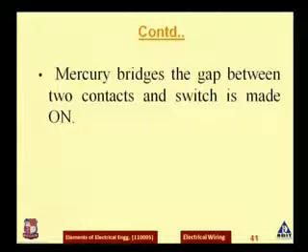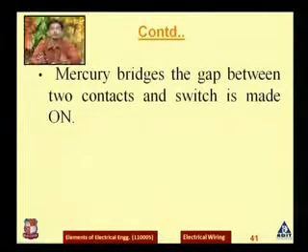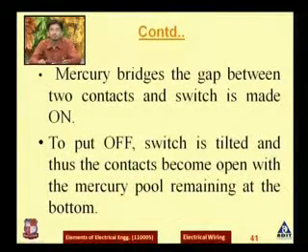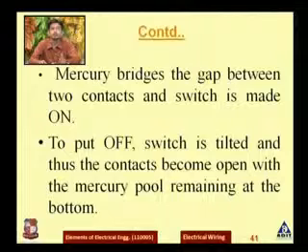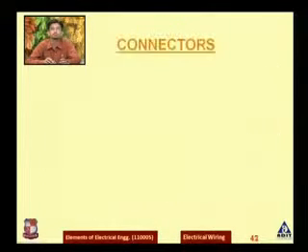The mercury bridges the gap between the two contacts and the switch is made on. Whenever the switch is tilted, the contacts become open, with the mercury pool remaining at the bottom. So mercury switches are used in particular applications only.